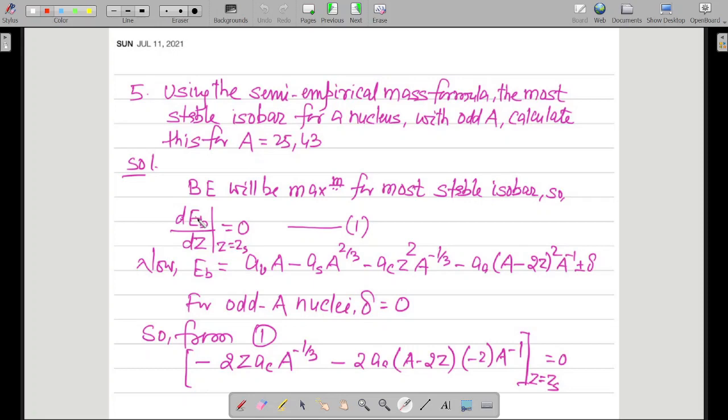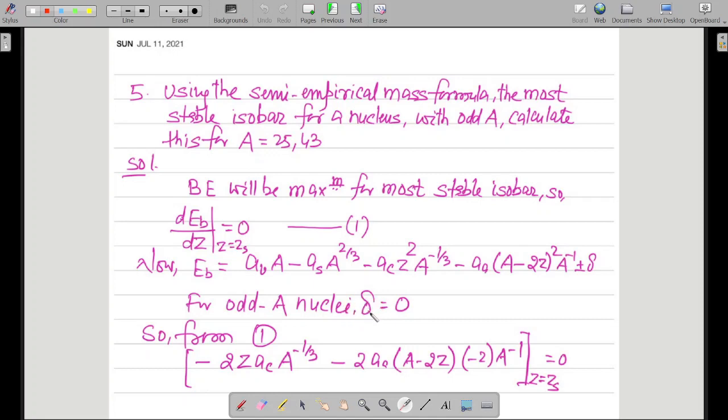Now we have binding energy EB over here. EB can be written in terms of Z and A. In the semi-empirical mass formula, the binding energy EB is a function of Z and A. When we wrote that for odd A nuclei, we have delta equal to 0. This delta is the pairing energy, so the pairing energy is equal to 0 for odd A.